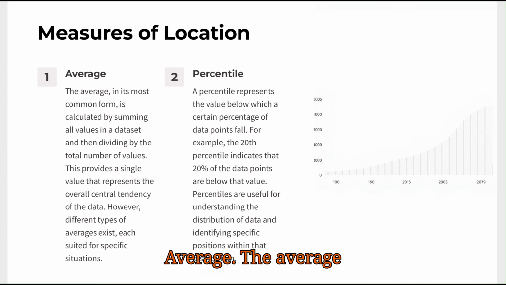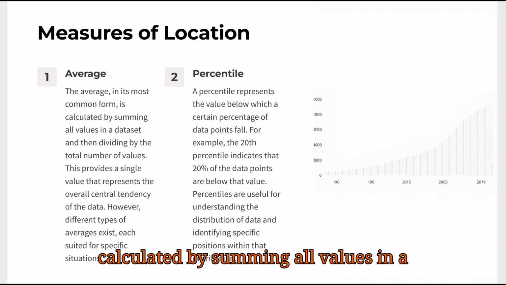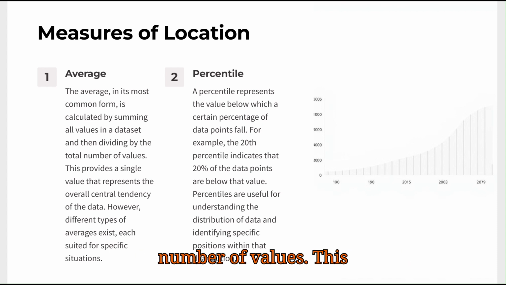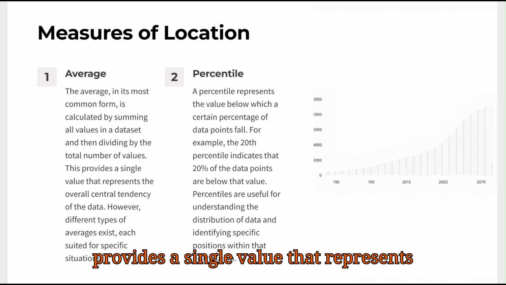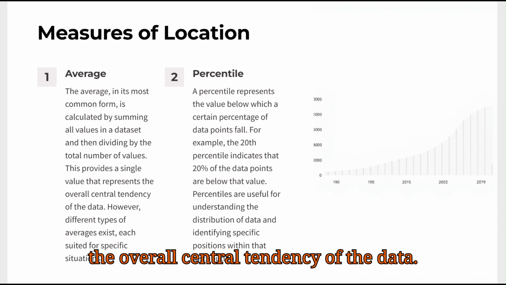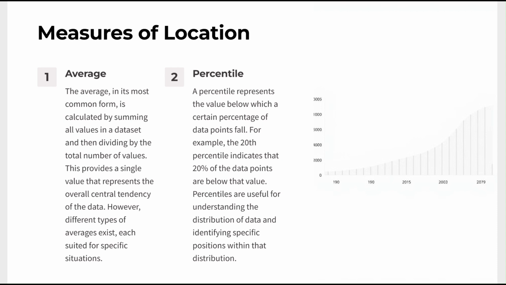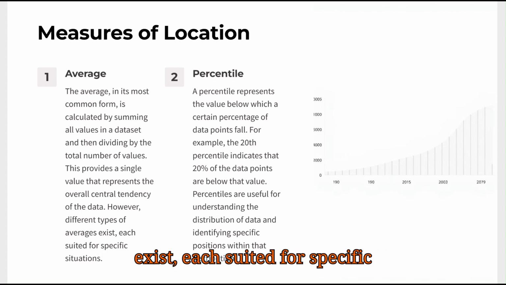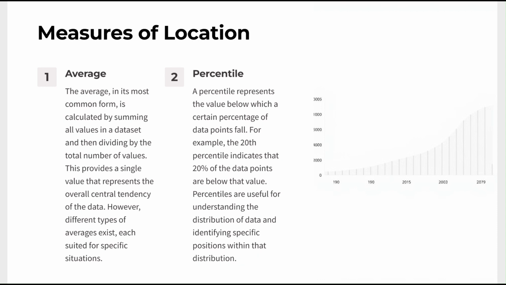Measures of location. Average. The average, in its most common form, is calculated by summing all values in a dataset and then dividing by the total number of values. This provides a single value that represents the overall central tendency of the data. However, different types of averages exist, each suited for specific situations.